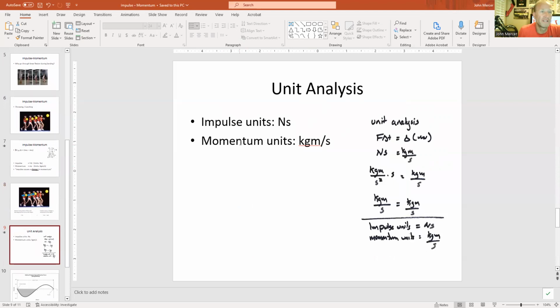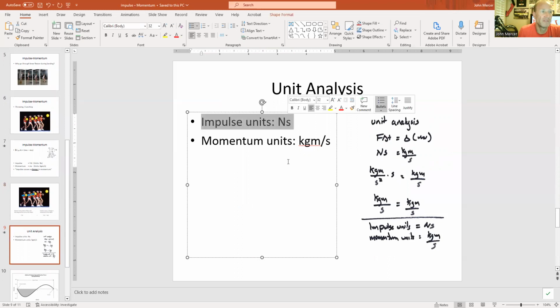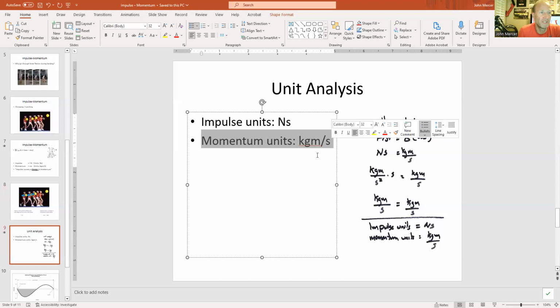I did the unit analysis in the other presentation, so I won't do that here, but it is important to know that we associate Newton seconds with the units for impulse and kilogram meters per second for units of momentum.